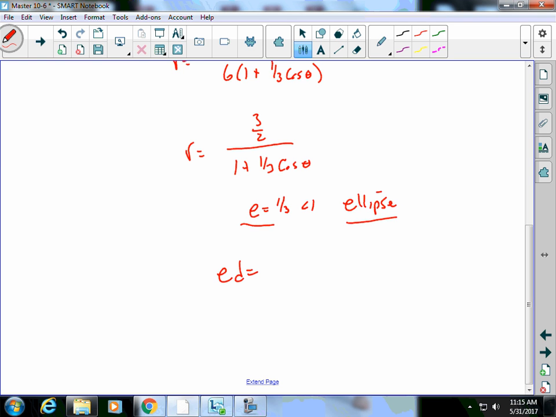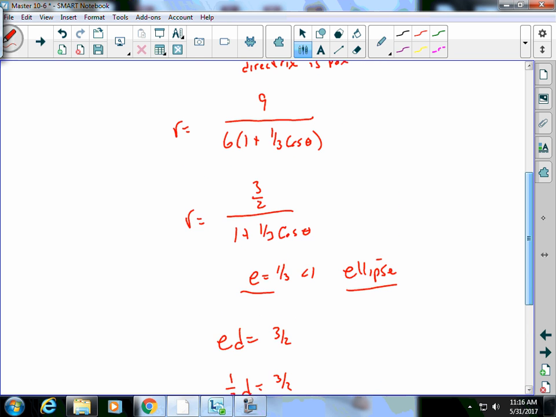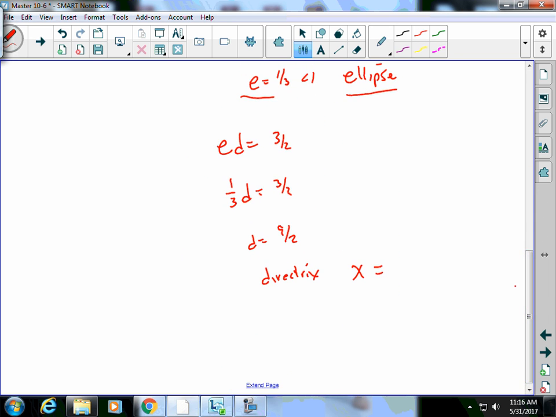We know that ED is equal to 3 halves, right? And then we know that E is 1/3, so we got 1/3 D is equal to 3 halves, or D is equal to 9 halves, right? Multiply both sides by 3. So the equation of the directrix, we're in cosine, I believe, cosine, X equals positive value, 9 halves. That's the equation of the directrix.